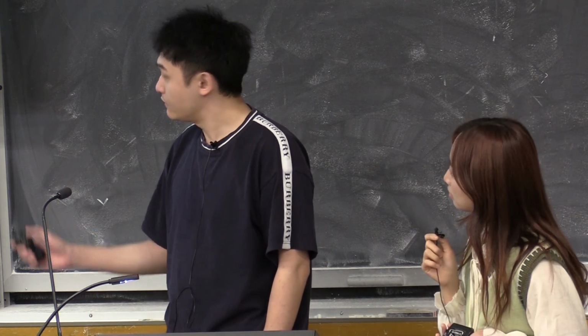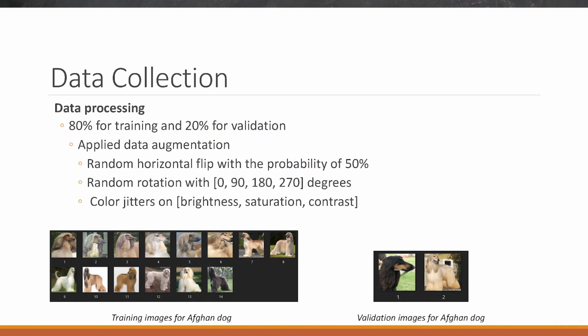Then we split all samples into 80% for training and 20% for validation. Data augmentation is also applied to generate more training samples so that our model will have better generalization ability, such as random horizontal flip, random rotation, and color jitters.